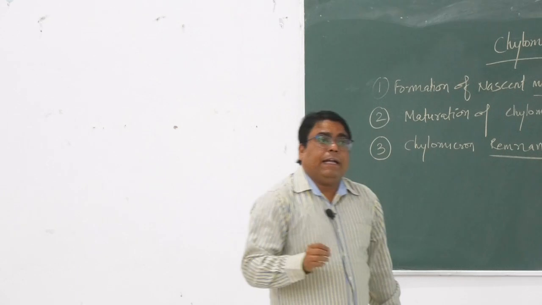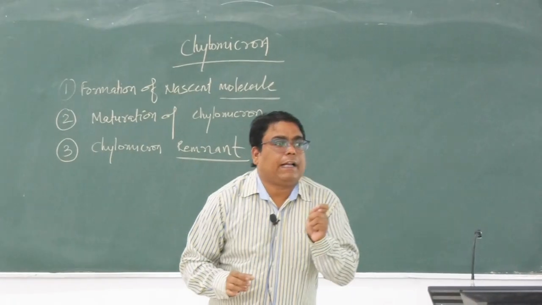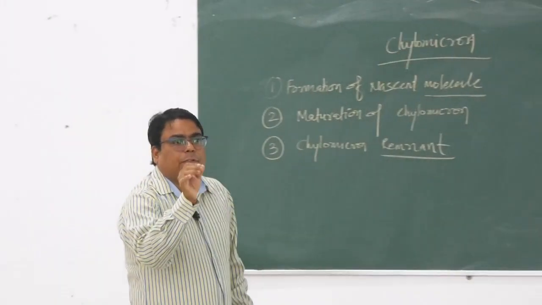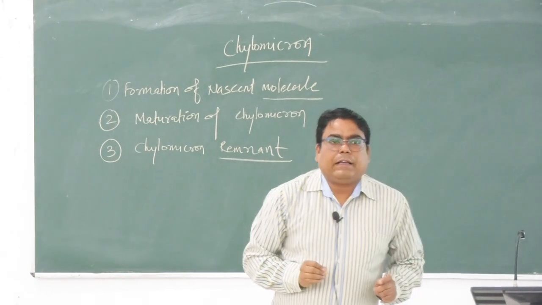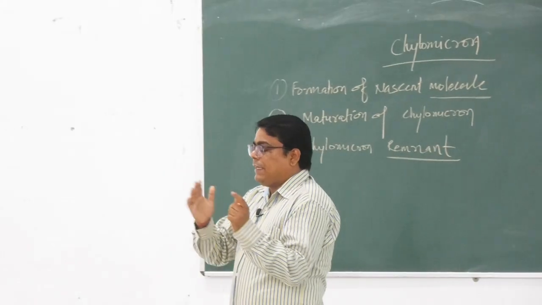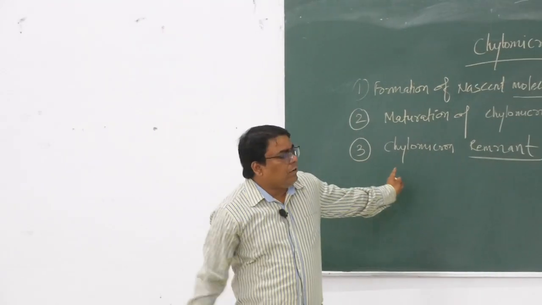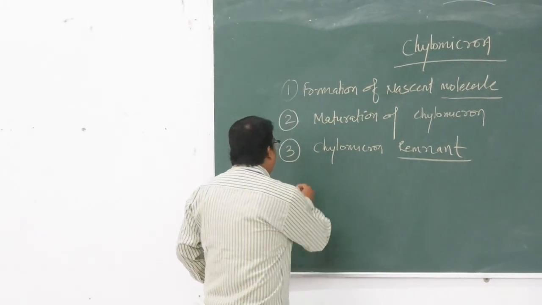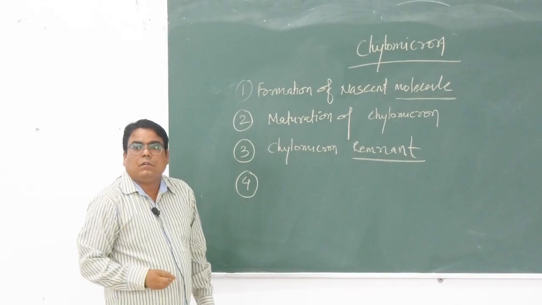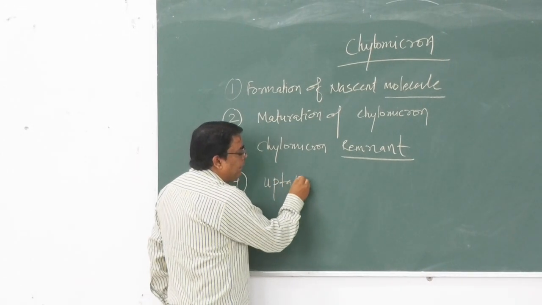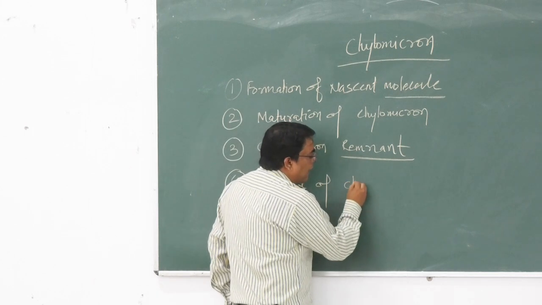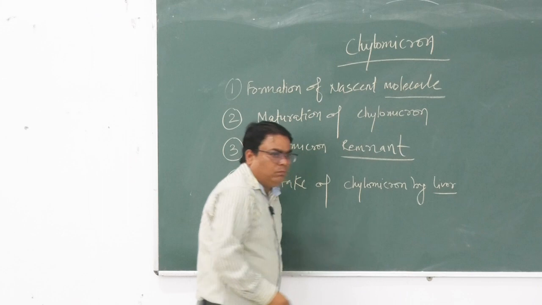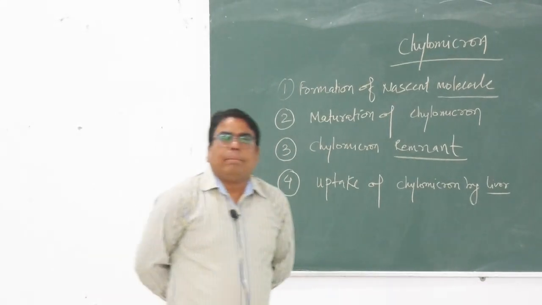But only 80% of these chylomicron molecules are absorbed in the peripheral tissues. Okay, so the remaining 20% of the chylomicron is remnant. Remnant means बचा हुआ, this much of the molecules is left over, that's why it is called chylomicron remnant, which is further used for the formation of new nascent molecules. Okay, and the fourth one is uptake of chylomicron by liver.